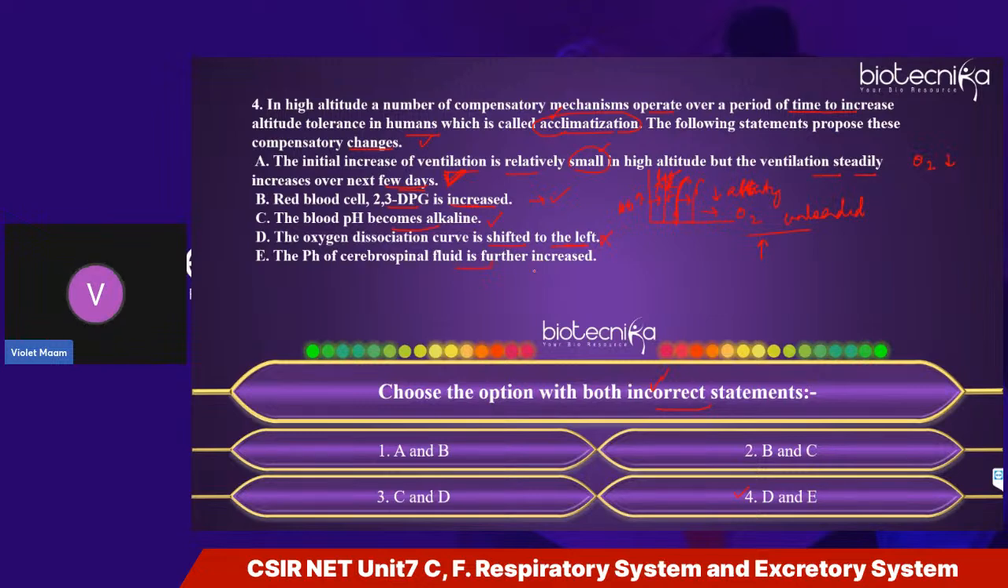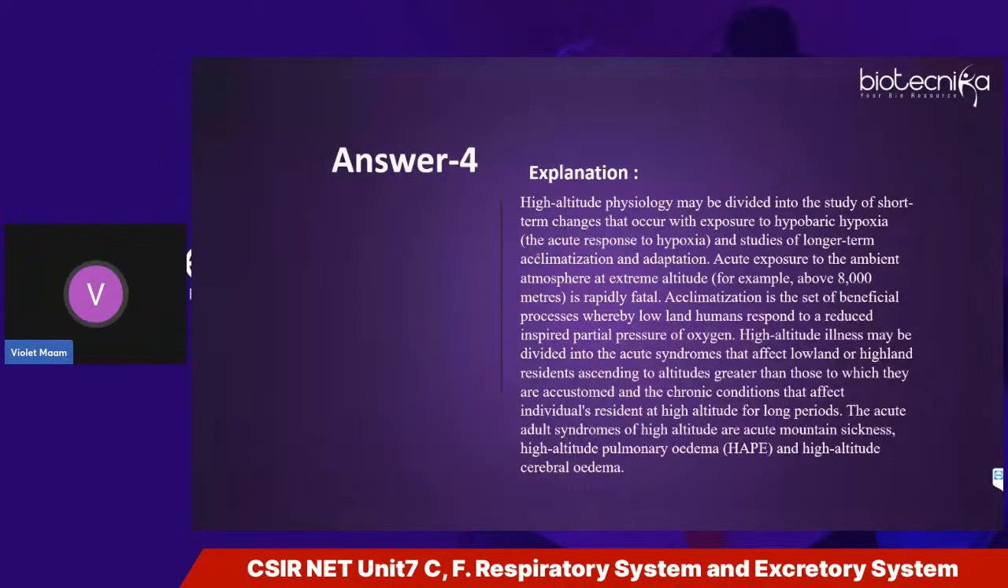The pH of cerebrospinal fluid is further increased. Again, because the oxygen level is less, this is an incorrect statement, E. In the cerebrospinal fluid, the pH is not increased; it is decreased, because the oxygen is less. So D and E are the statements we want; the incorrect statements are the right answer over here. Yes, Anupam, right. Anusha, okay, got it.